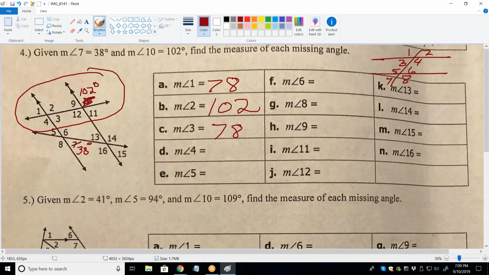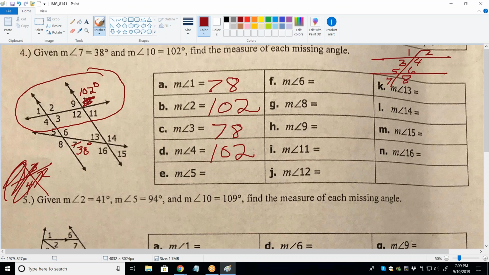Which angle? 2. Why? They're called vertical. Forget that exterior stuff. Anytime you have two straight lines that cross, that angle's equal to that angle, and that angle's equal to that angle. So which one's 4 equal to in our diagram, not that diagram? 4 is equal to 2, right? Okay, what's 2? 102. All right.